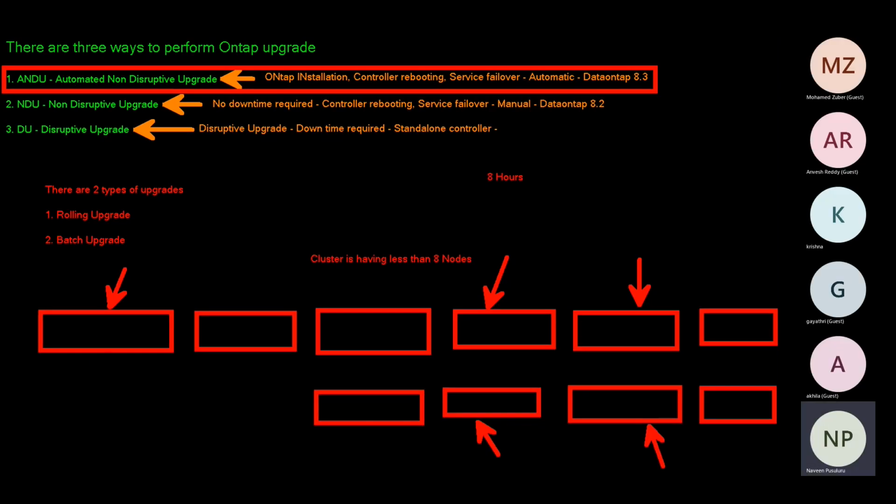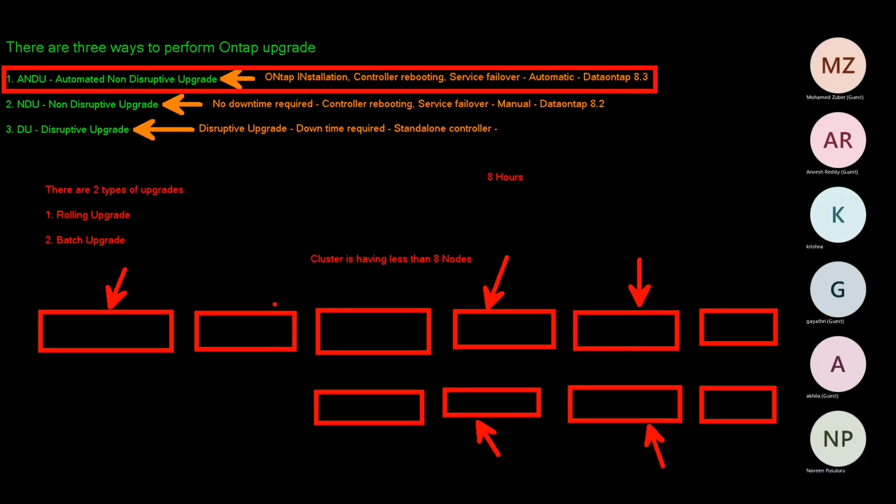Because during this time, the other node is there to take care of the partner controller's services, right? So it will consider all of them as a batch, and it will perform the ONTAP upgrade, installation, and failover of services. Everything will be done on all nodes together. Once the first batch is completed, the remaining nodes will be elected as a second batch, and it will perform the ONTAP upgrade on the second batch nodes simultaneously. Okay, this is how it will perform the ONTAP upgrade if your cluster has 8 or more nodes.